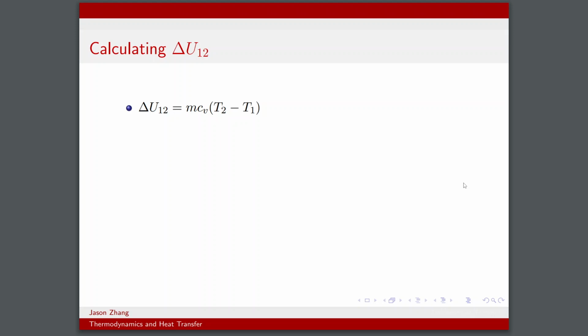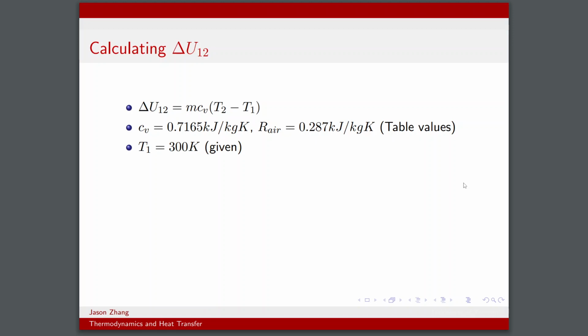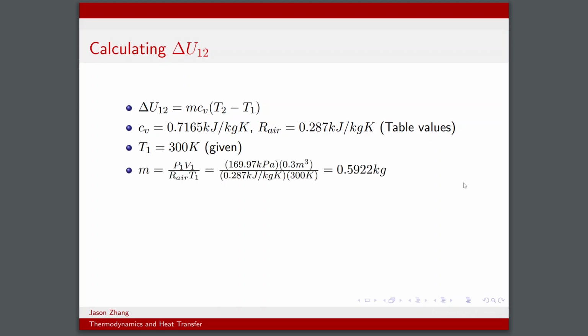Now we have to calculate the change in internal energy. So we know CV and the gas constant for air. These are all table values that were given as part of the test. We're also given the initial temperature, which is 300 Kelvin, but we need to find the mass of the air, which is not something that we have. So we want to use the ideal gas law. We know all of these quantities already because they're given, and we had calculated the initial pressure in the previous section. So we find that the mass of air is approximately 0.59 kilograms.